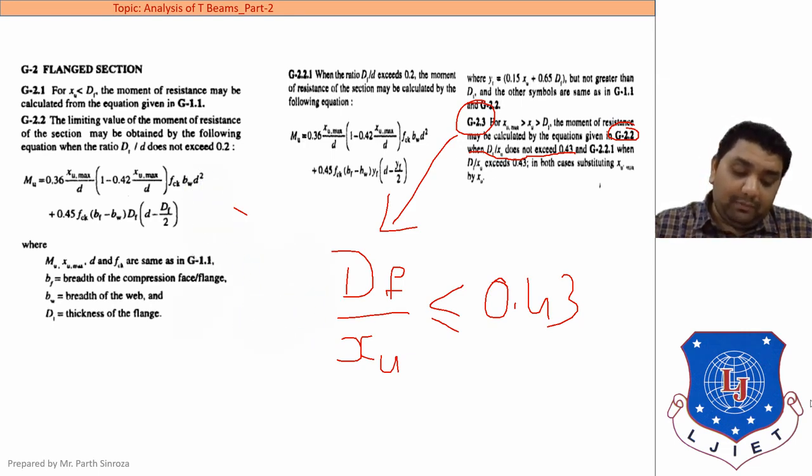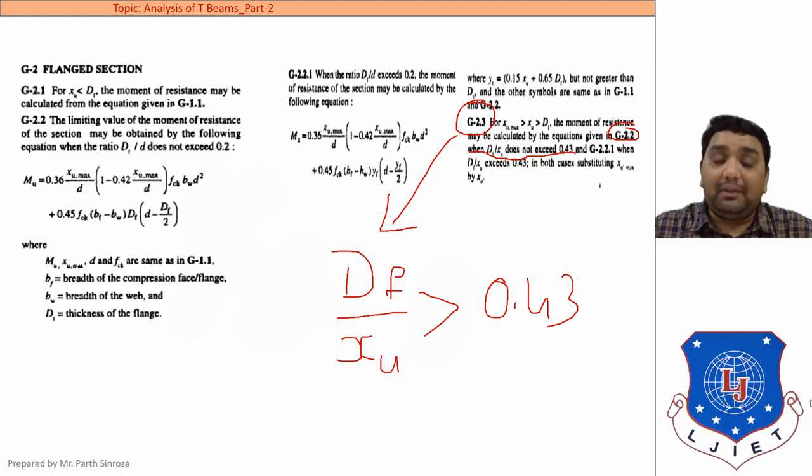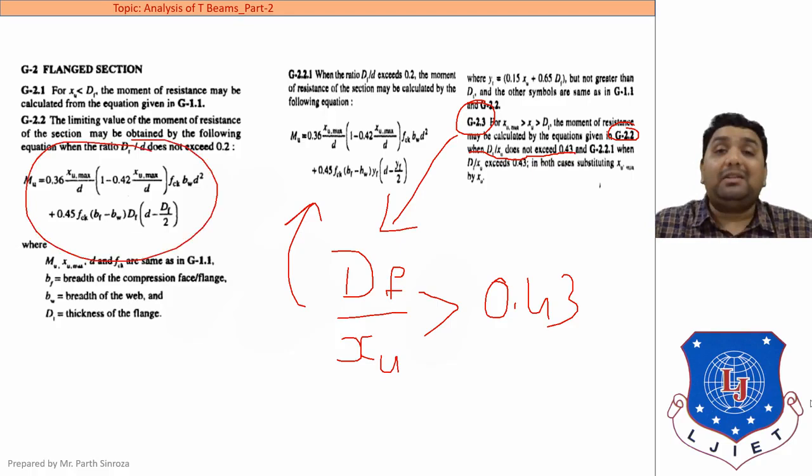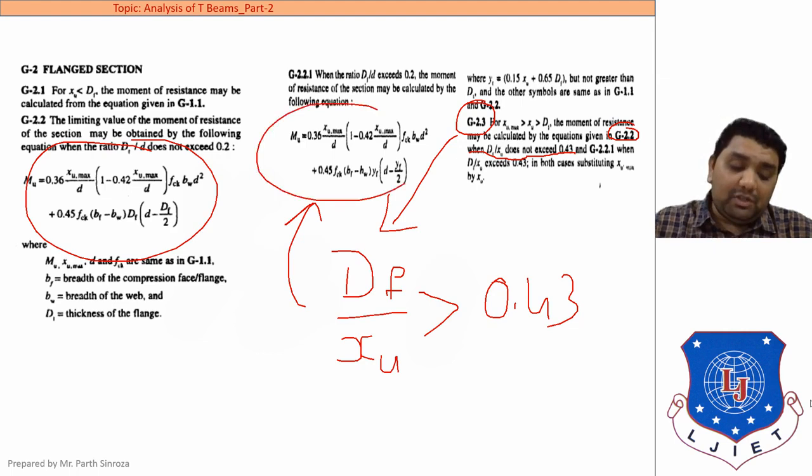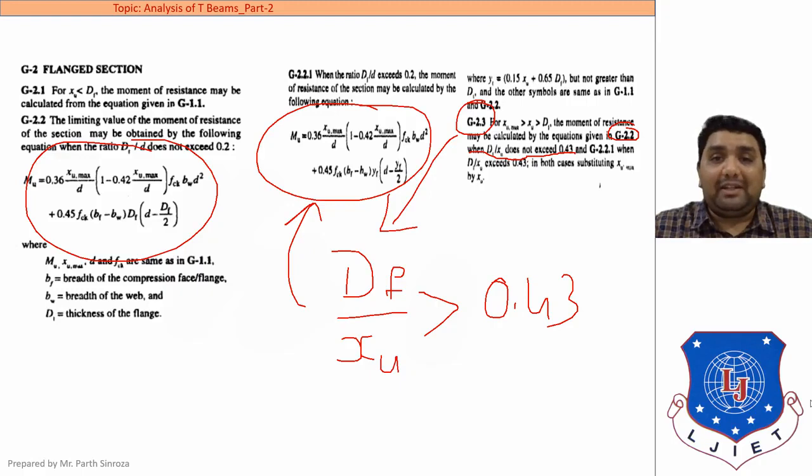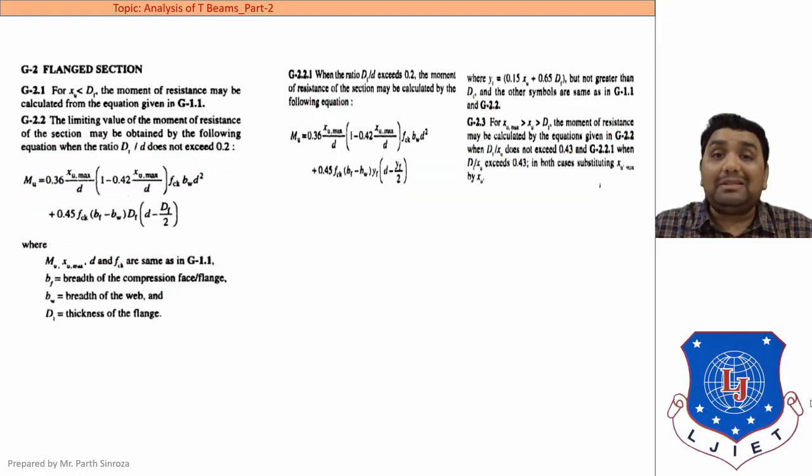And we can see in the clause G 2.2.1 the case when DF by XU exceeds 0.43. That means if we get DF by XU greater than 0.43, then we will be using this equation. So this equation is used when the ratio DF by XU comes out to be equal to or less than 0.43, and this equation will be used when the ratio DF by XU is exceeding 0.43. That means it is greater than 0.43. Clear? But the most important thing to be remembered is given in the last line.